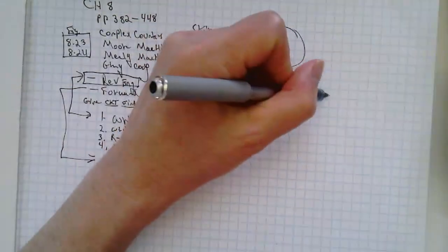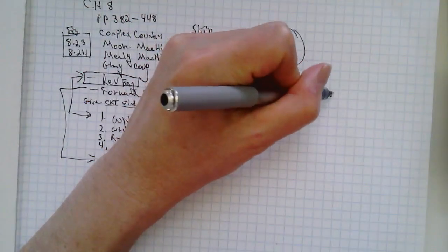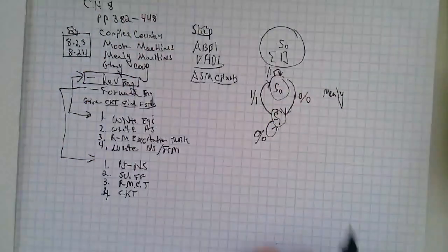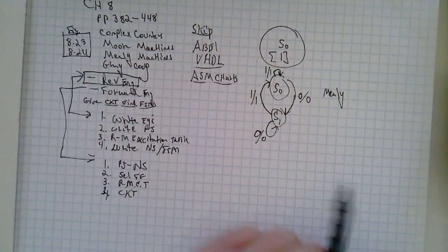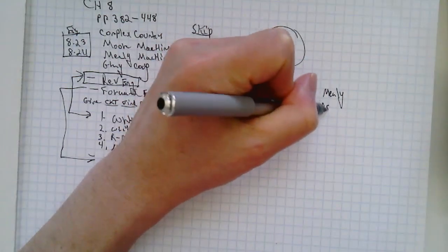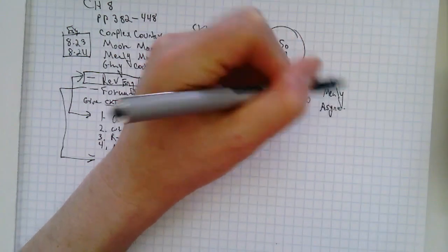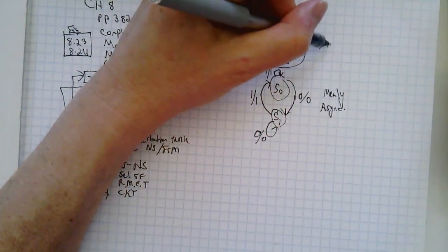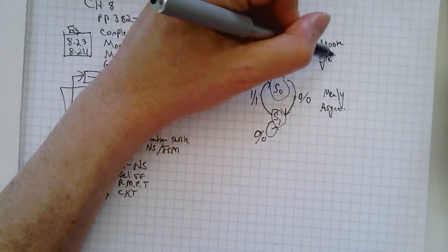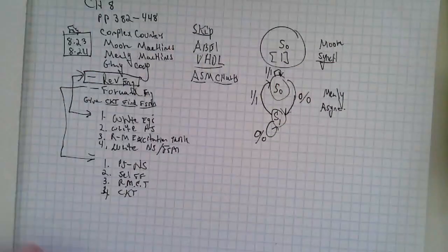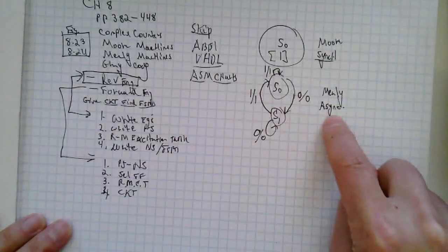That's Mealy, right? Because that has an asynchronous output. Asynchronous. This is more, as it is synchronous. Synchronous, asynchronous. Moore, Mealy.